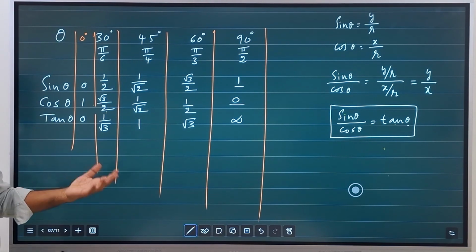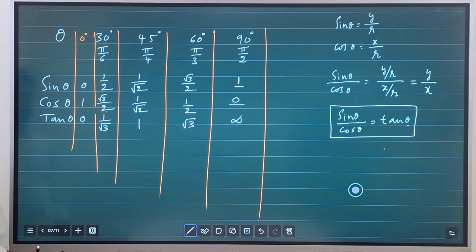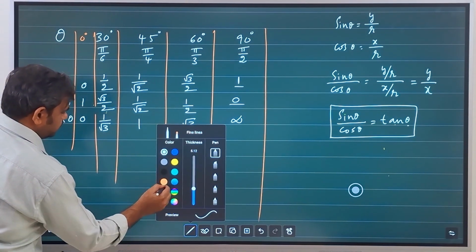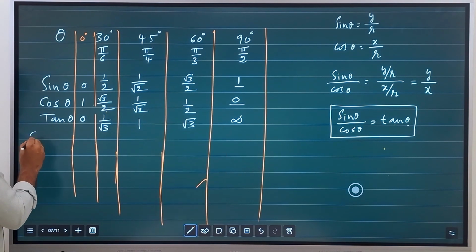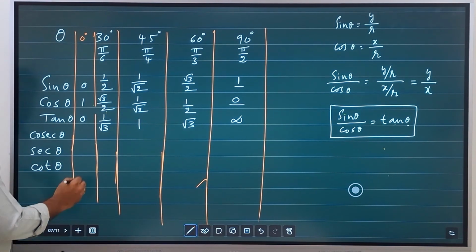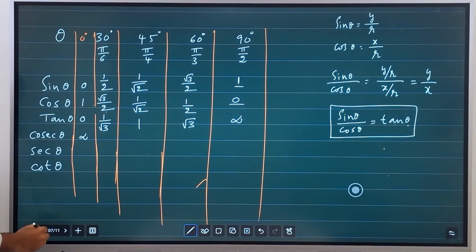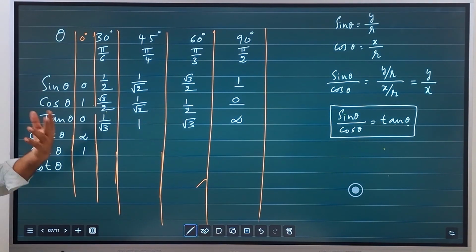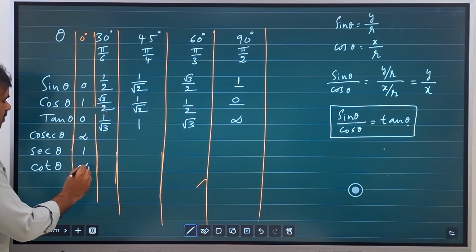If we know sin theta, cos theta, tan theta, we also know their reciprocals, right? Okay. Let's write down the values of their reciprocals also. So what is the reciprocal of sin theta? Cosecant theta. Reciprocal of cos theta? Secant theta. Reciprocal of tan theta? Cot theta. Cosecant theta is reciprocal of 0 for 0 degrees, infinity. Secant theta 1 because cos 0 degrees is 1, secant 0 degrees is also equal to 1. Cot 0 degrees is equal to infinity.